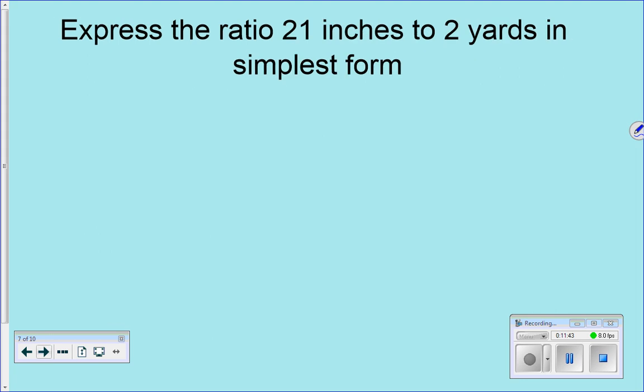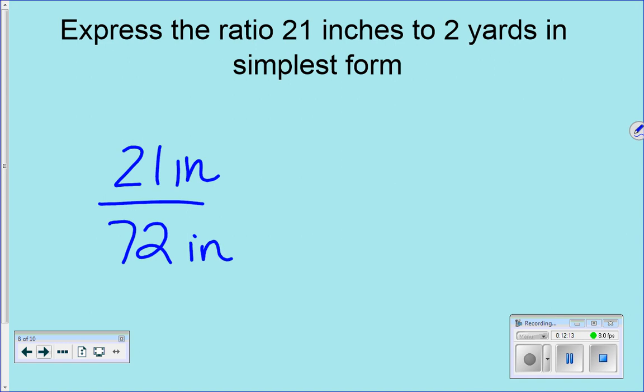Let's do another example. Express the ratio 21 inches to 2 yards in simplest form. So, do I know how many inches are in a yard? 36, right? Let's figure out how many inches that is. 36 times 2, 72. I believe. 72. So I have 21 inches to 72 inches.